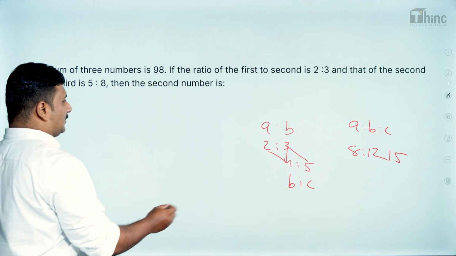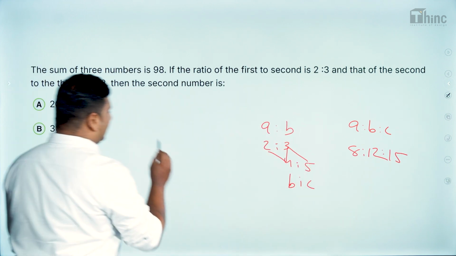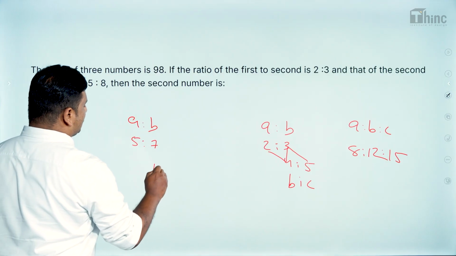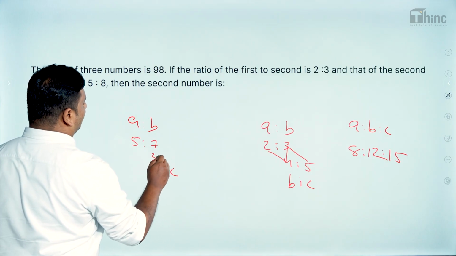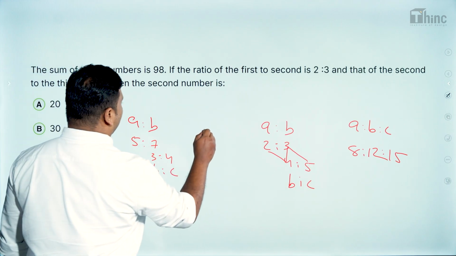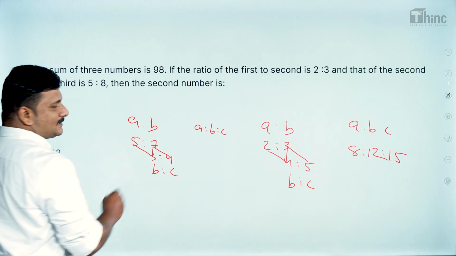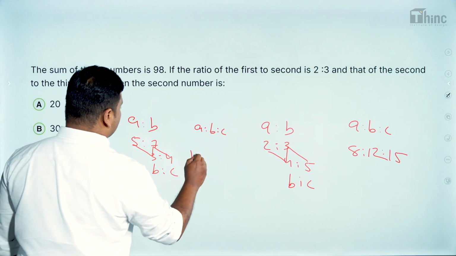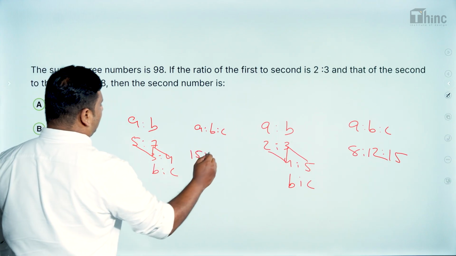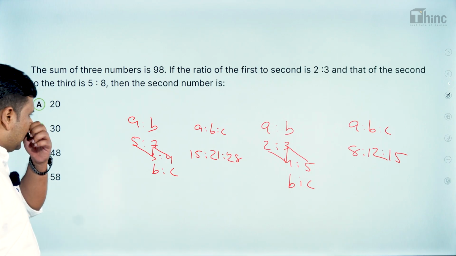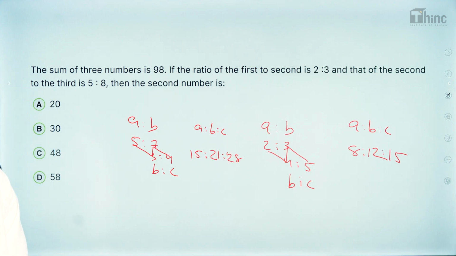I'll show you one more example. So let's say A is to B is 5:7 and B is to C is 3:4. So I need a ratio like A is to B is to C. So what you have to do, you have to just multiply them in a zigzag manner. So 15:21:28. As simple as that. So what is the question saying?